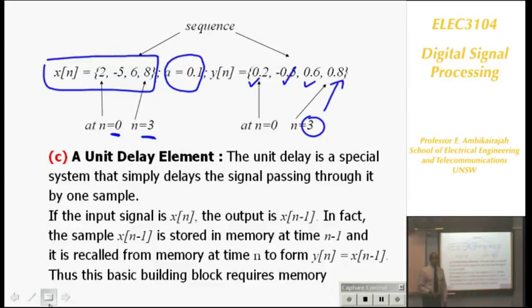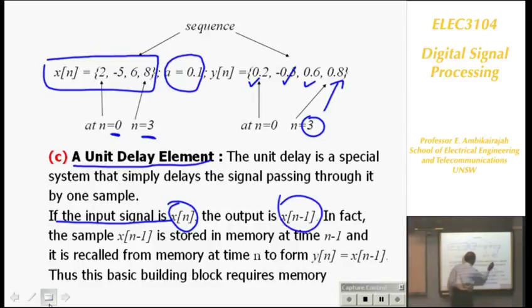The next element, the third element, so simple, 3 elements, and then you can do anything you want. It's called a unit delay element. What does that mean? You take a sample and delay it by one sample. Unit means 1, unit delay means one sample. So if you take an input signal, x[n], and you pass it through a delay element, the output is going to be x[n-1]. That means it's delayed by one sample. So that's called a delay element.